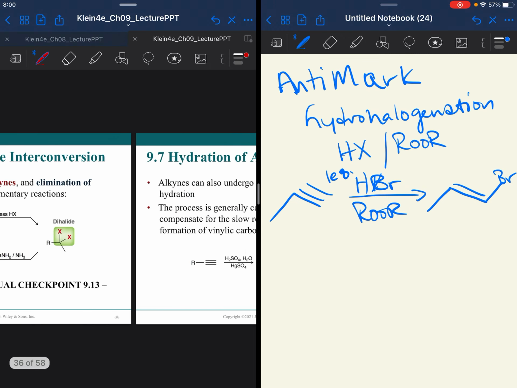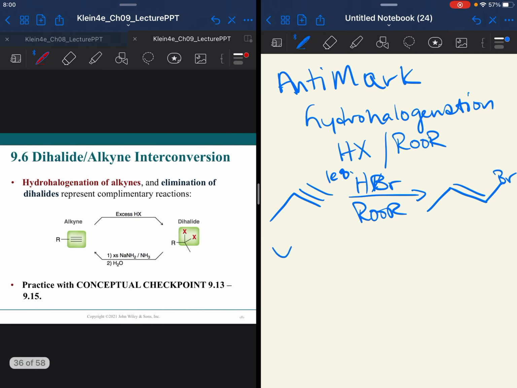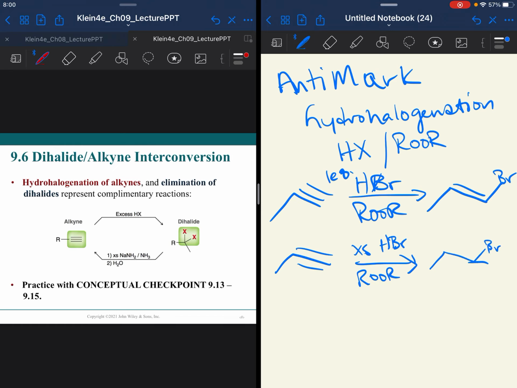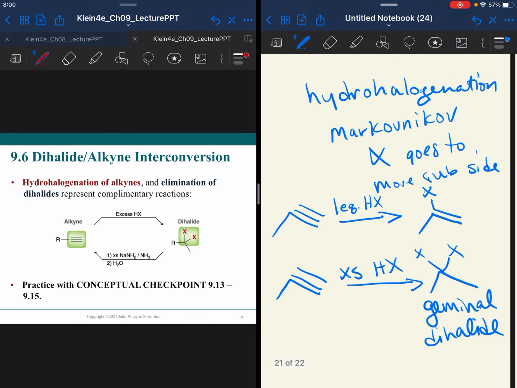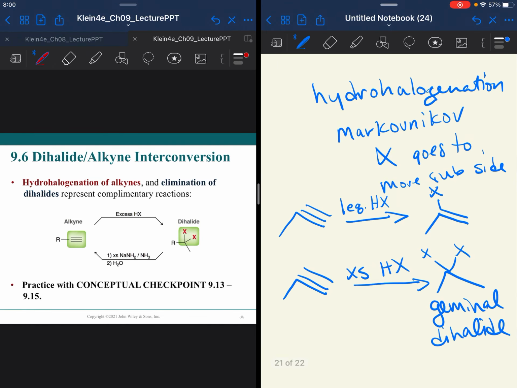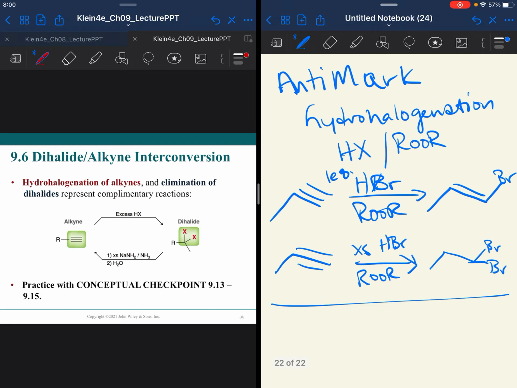Okay. So something to note here is dihalides. Well, why would we stop there? You could do excess. It's not as reliable, but it can work. But it will add both to your anti-Markovnikov side. Now, we know how to make geminal dihalides either with HX or with HX and ROOR.